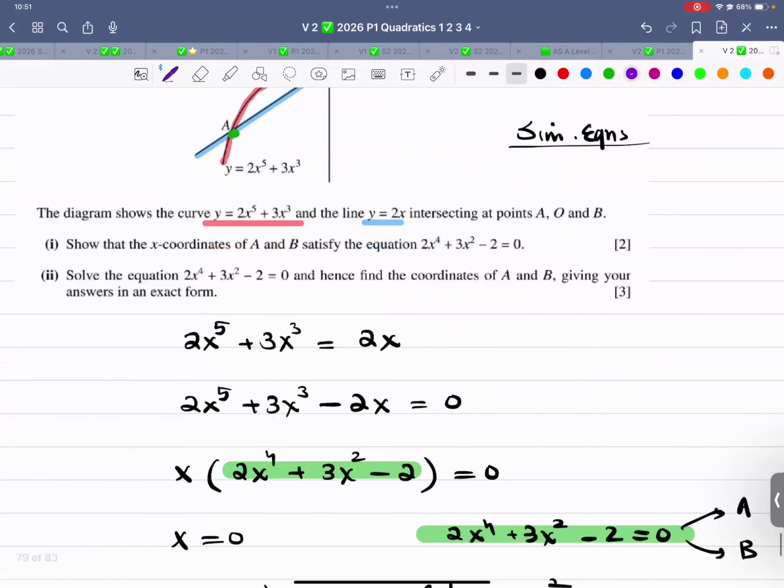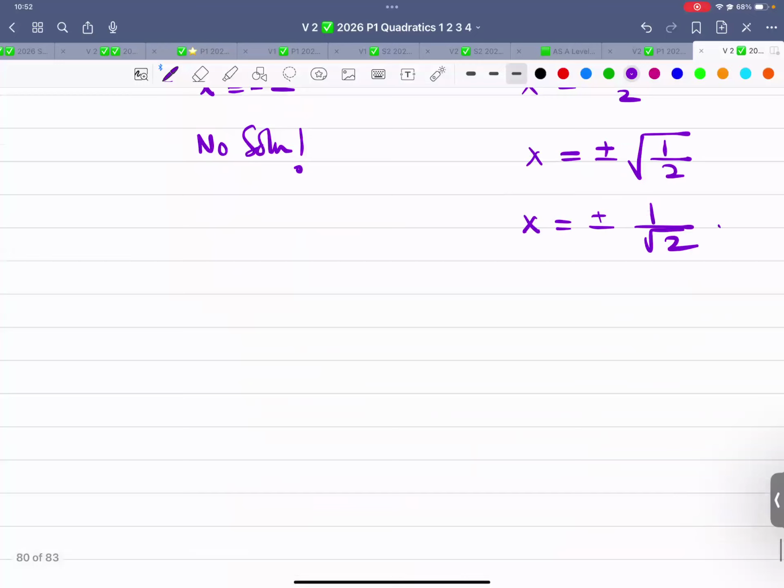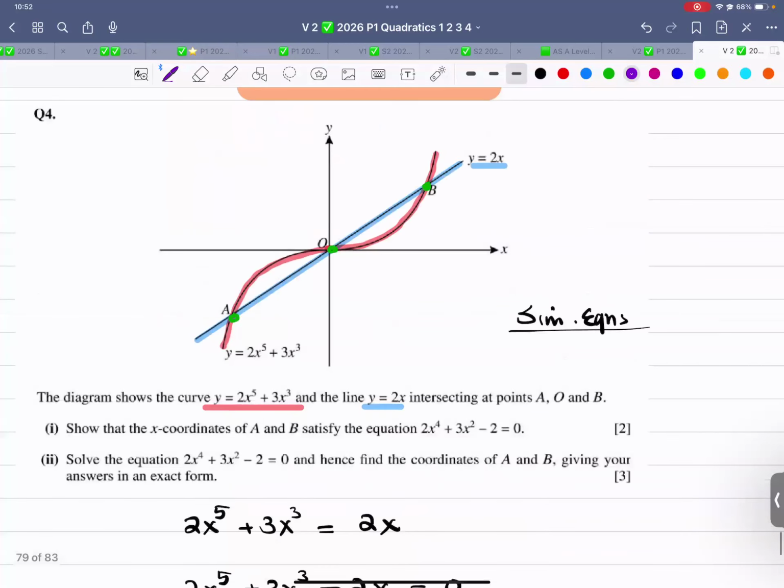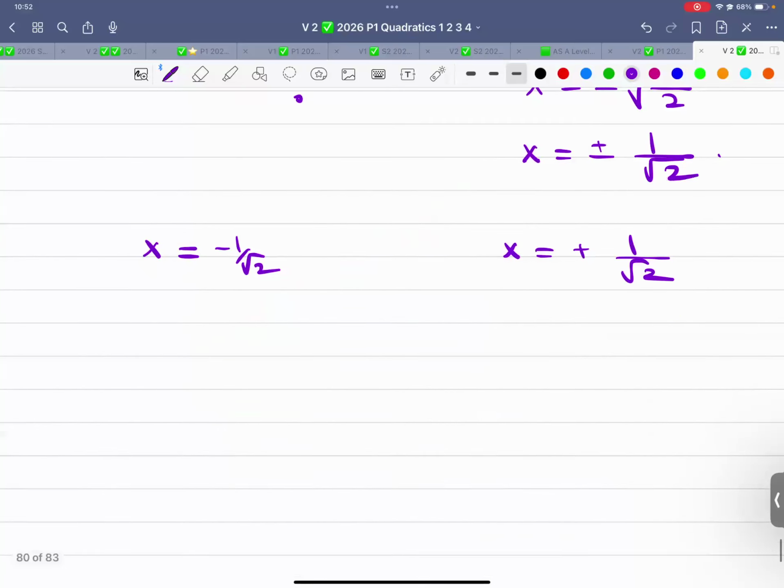And what are they asking? They are asking for the coordinates. That means the y coordinates also. So x is negative 1 over root 2 and x is positive 1 over root 2. Now see for yourself. The x coordinate of A is negative, so x is negative 1 over root 2. The x coordinate of B is positive, so x is positive 1 over root 2. And we need the corresponding y. So just use the simple equation y equals 2x.